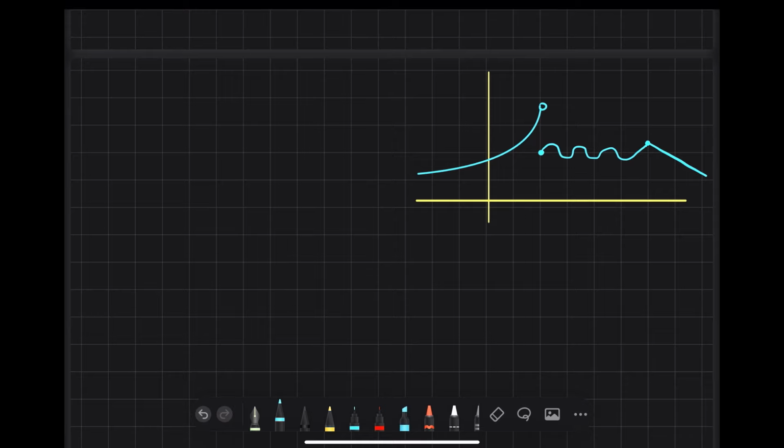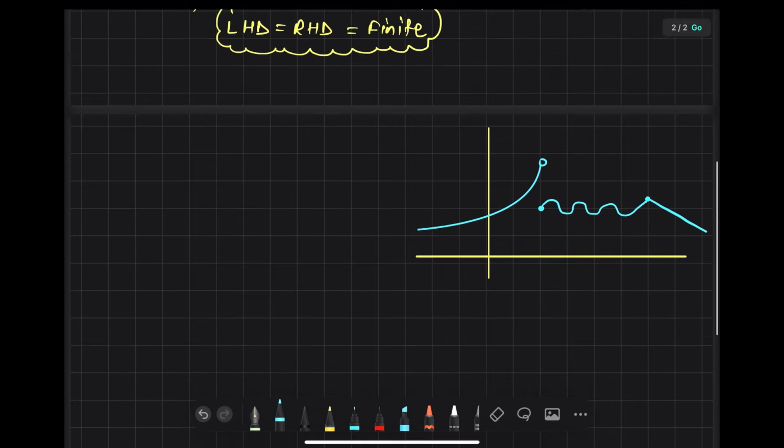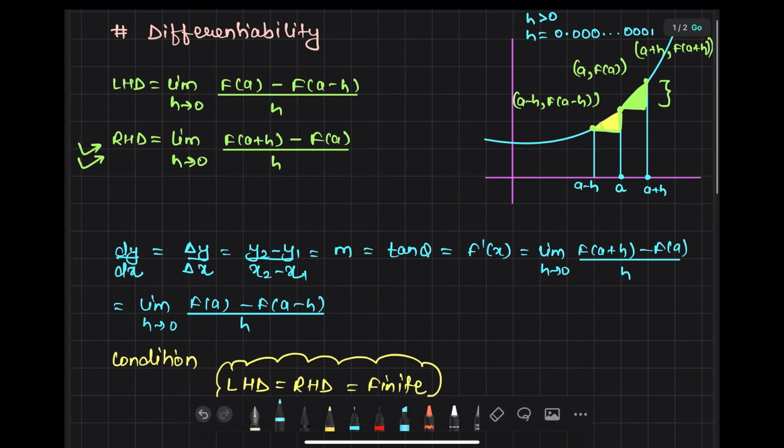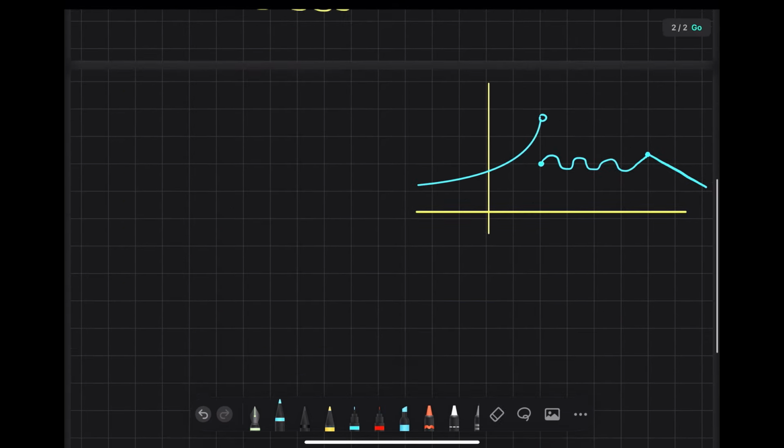So differentiability means dy by dx. Dy by dx means tan theta. Tan theta means tangent. It means if you can draw the graph of a function and you can draw a unique tangent at a specific point, then you can say that at this point it is differentiable. You should draw a unique tangent.